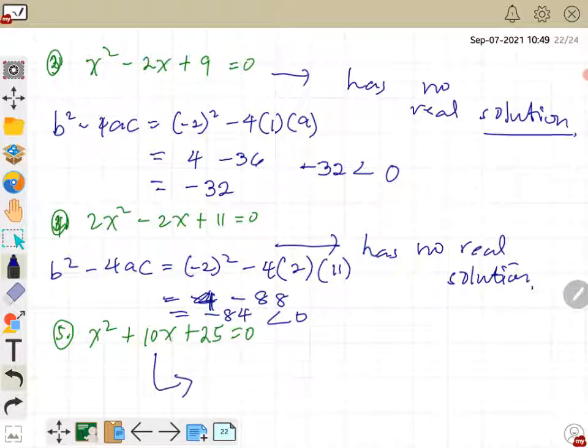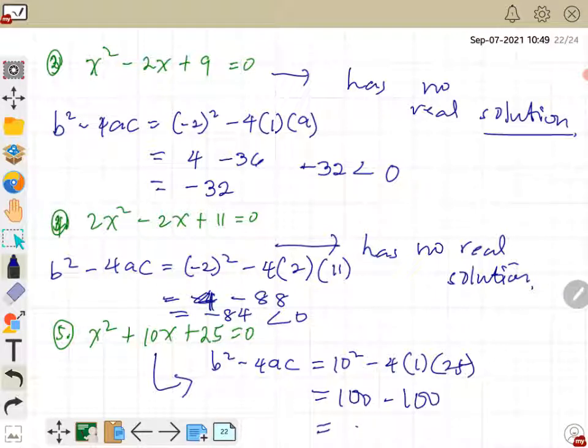Number 5. So we have b squared minus 4ac, what is our b? 10. So that's 10 squared minus 4. What is our a? 1. What is our c? 25. What is 10 squared? 100. What is 4 times 1 times 25? That is 100. And that is 0.